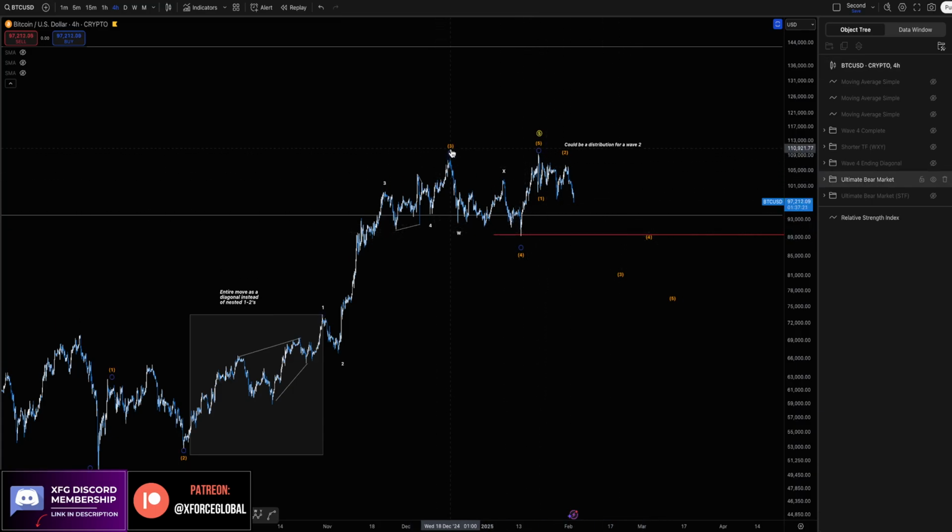I don't see this being a larger distribution pattern anymore, meaning that I don't see this as a larger flat pattern, even though how good it may look. I'm not seeing this level being impulsive in nature as a possible move as a wave C to the downside. This has to be the beginning of something, as it is a distribution.